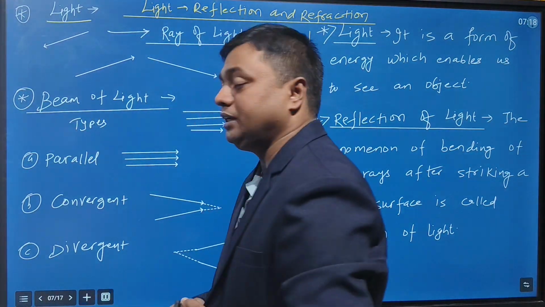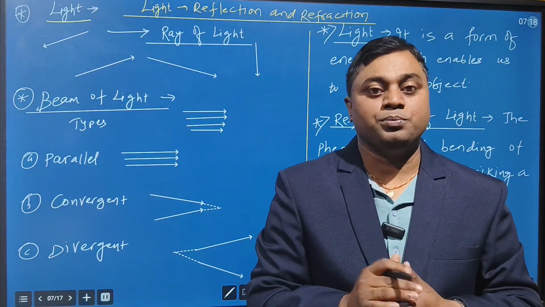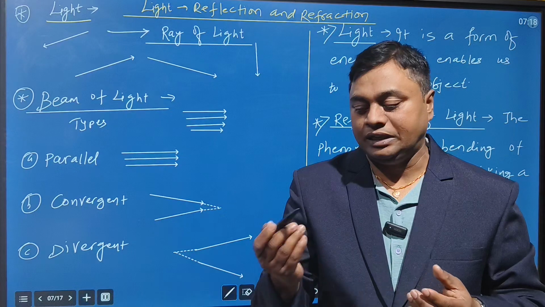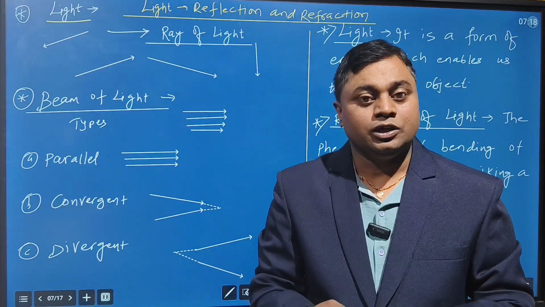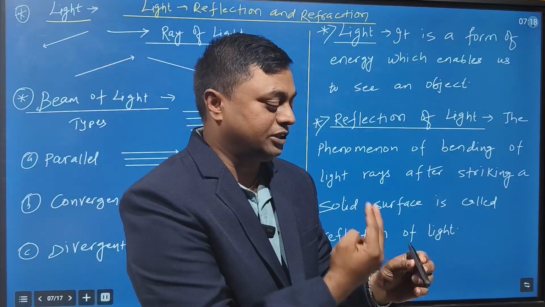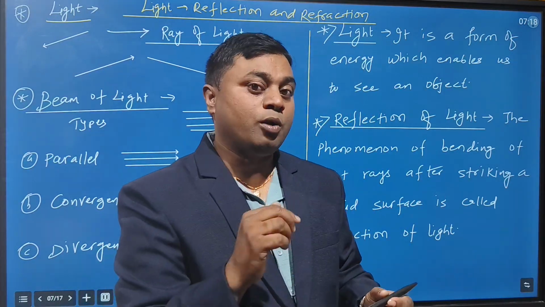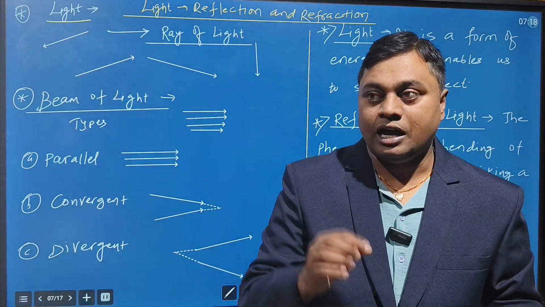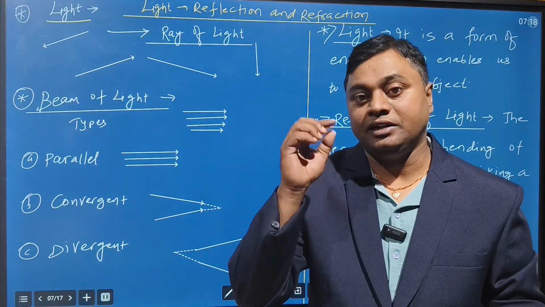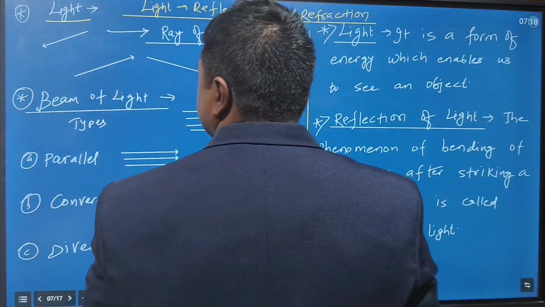When we talk about light, light is a form of energy which enables us to see an object. Yes or no? So we are able to see anything because of light. So the concept is what? Whenever light falls on the object and after reflection, it reaches our eyes. And where is the image formed? Image is formed actually at the retina. And at the retina, we have optic nerves that will take the signal to the brain. Okay, so light is there.